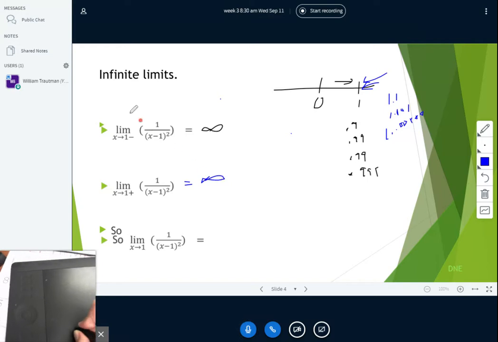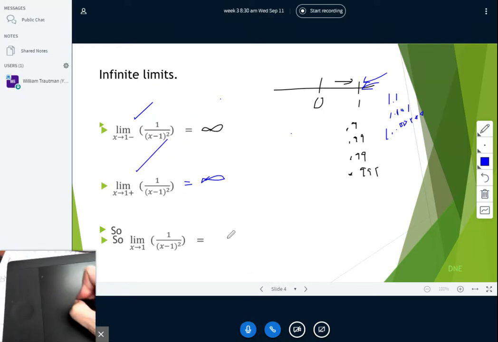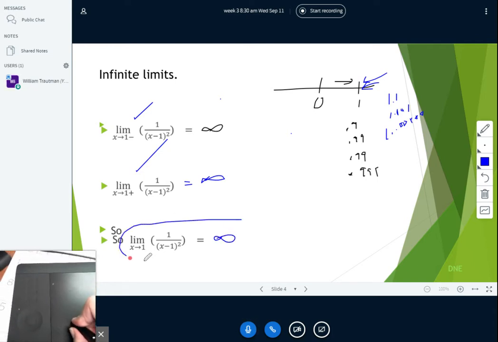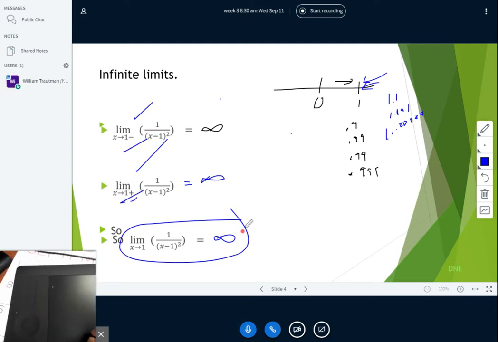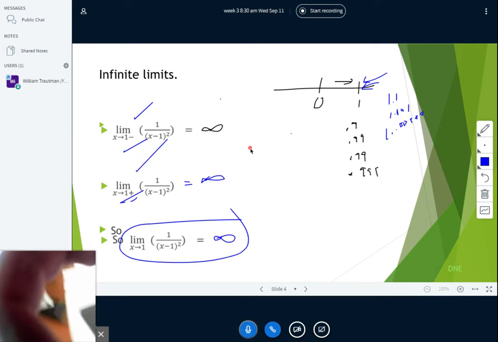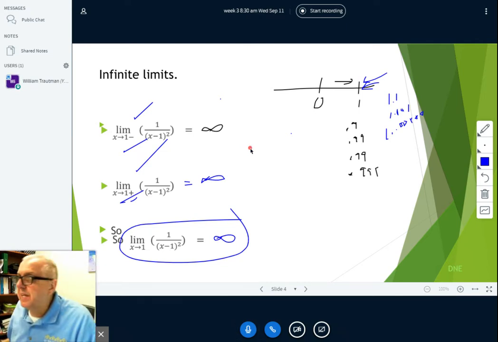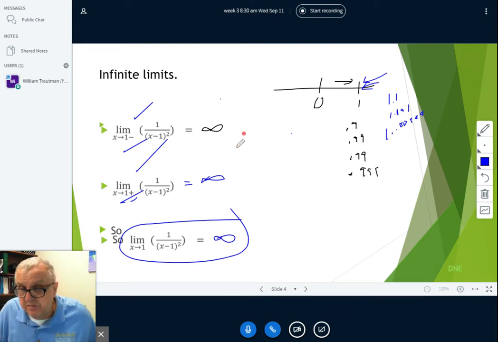So since the limit from the left approaches infinity and from the right it approaches infinity, and we know this is labeled an infinite limit, we can say the limit of this function, since it approaches infinity from both the left and the right, is infinity. So we don't say it does not exist. It exists and approaches infinity.